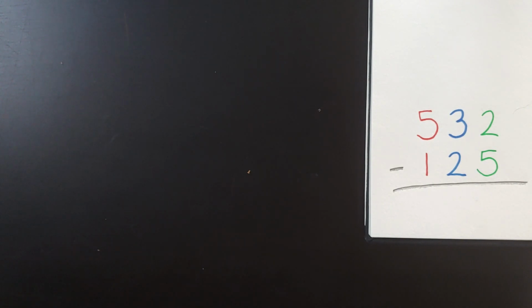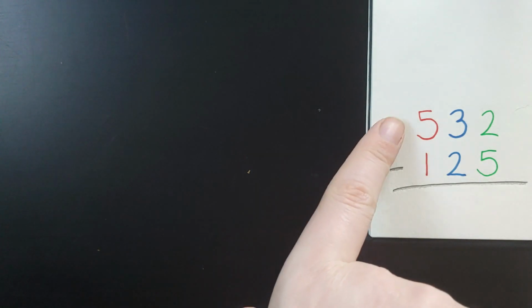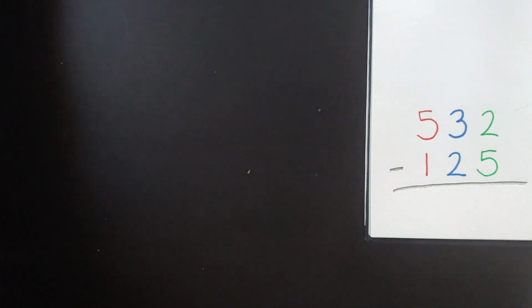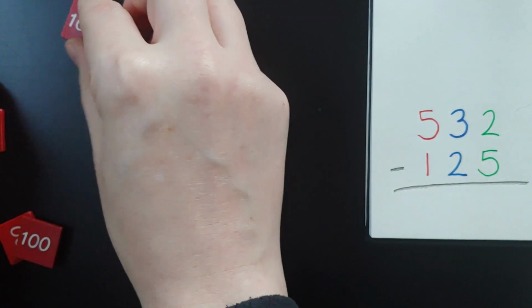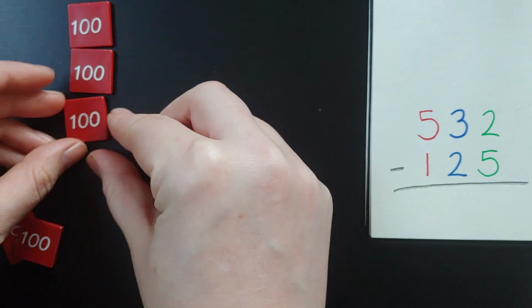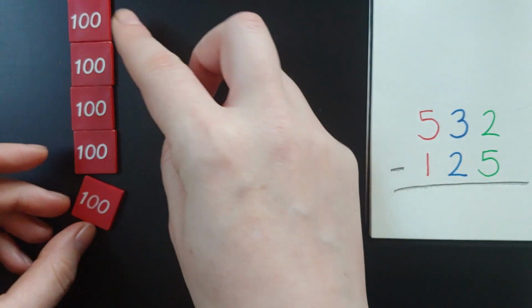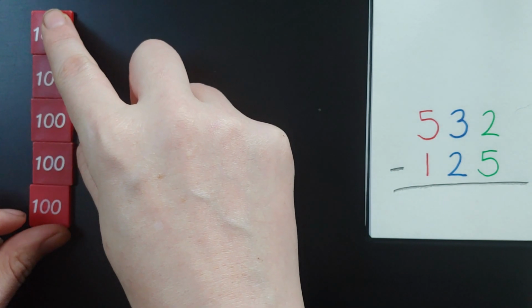All right, with the materials, it's going to look like this. We're going to build our first number. So 500, 100, 200, 300, 400, 500.